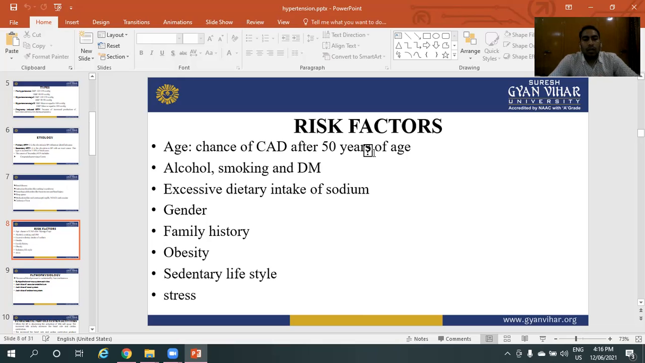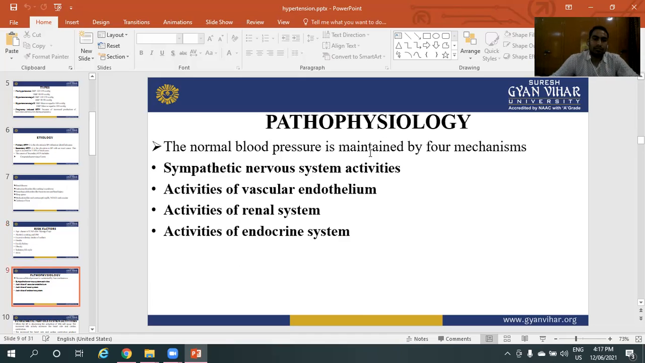Other risk factors are alcohol, smoking, and diabetes mellitus, excessive dietary intake of sodium, gender, family history, obesity, sedentary lifestyle, and stress. These are the risk factors of hypertension.